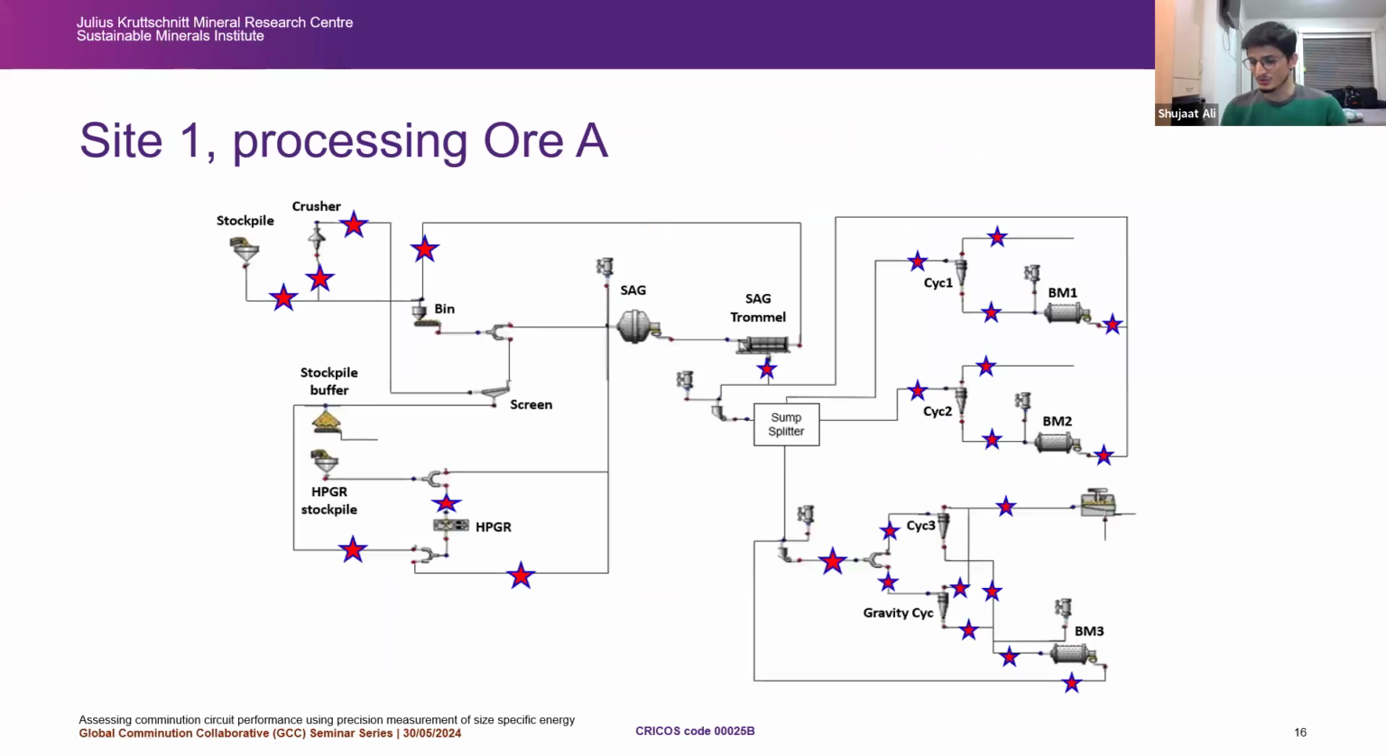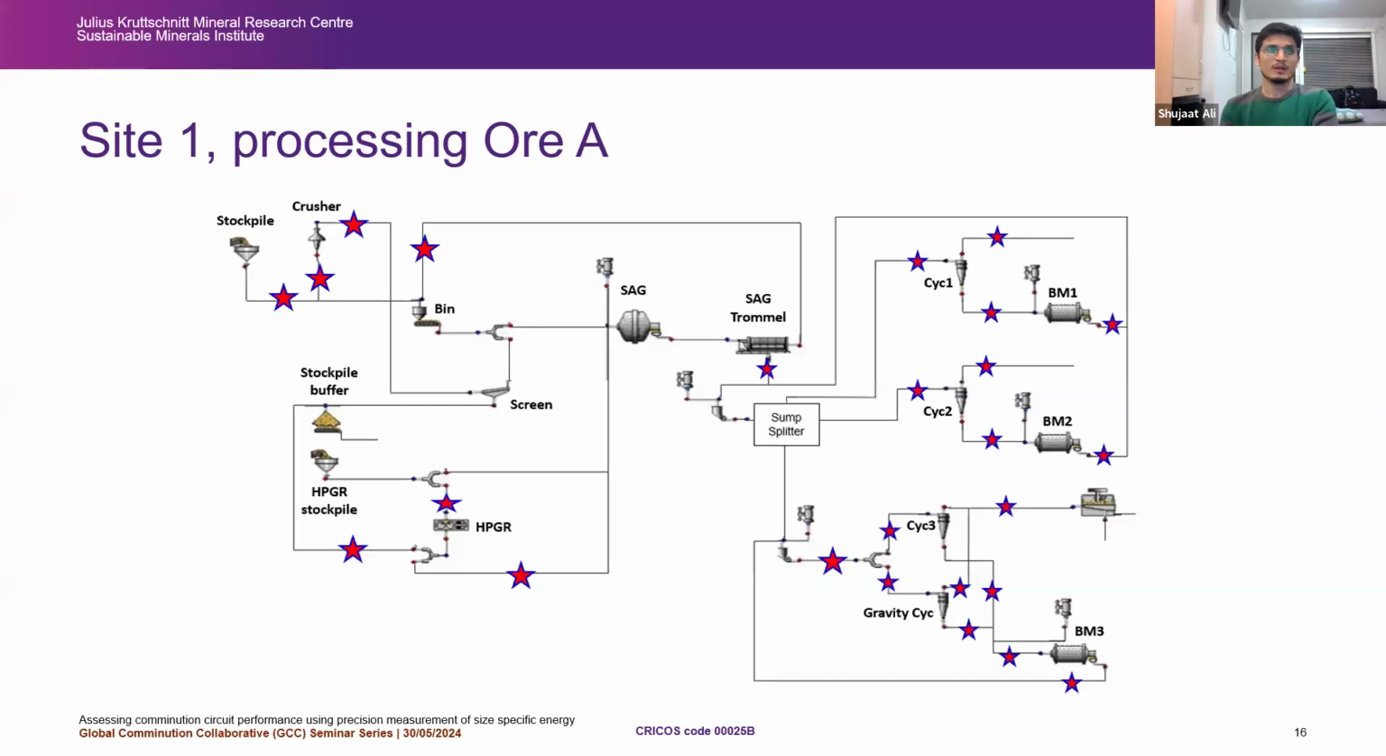So now coming to the application of the method, we studied two sites. The first one was a site where you can see that a flow sheet has an array of equipment. It's a copper-gold ore from Australia, also again covered in my thesis.